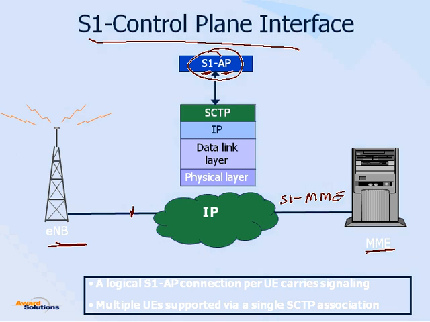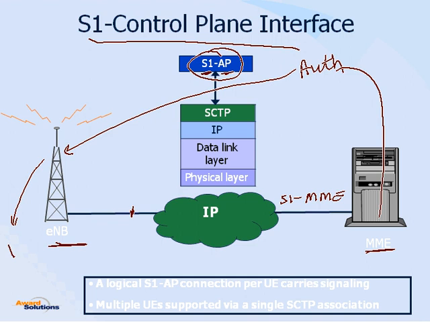Examples of things we can do using this protocol: let's say I want to do authentication. The MME will send an authentication message to the base station, which will then forward it to the UE. So this is one example. Any kind of core network related message that we want to send, we can send with the help of the S1 application protocol.